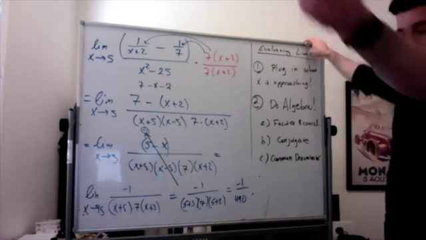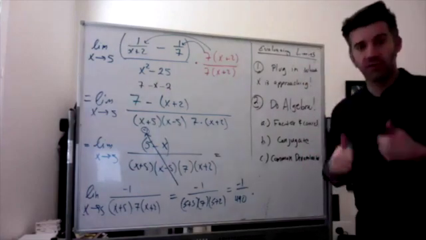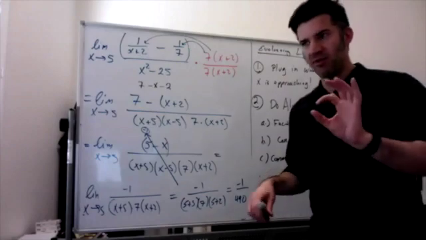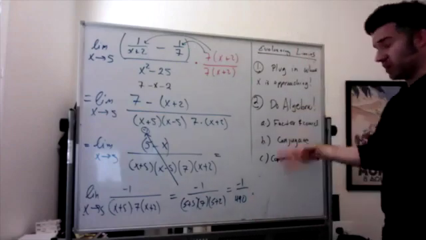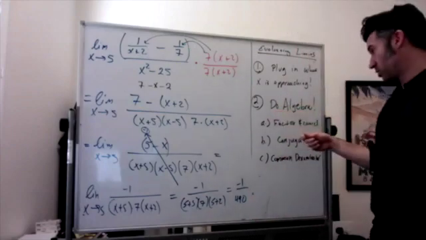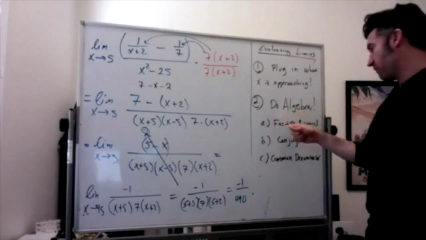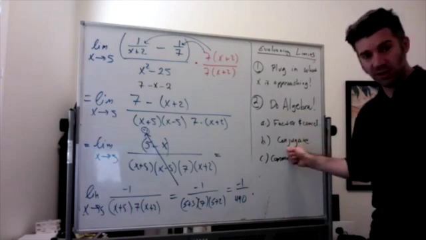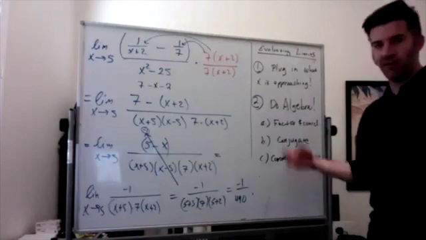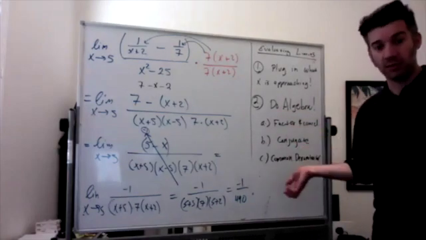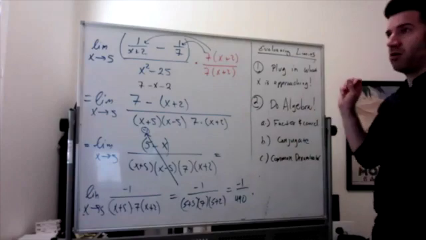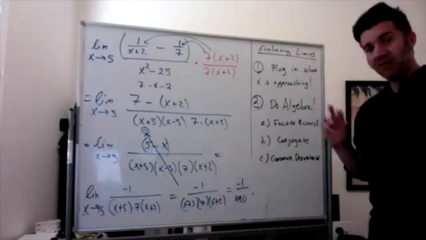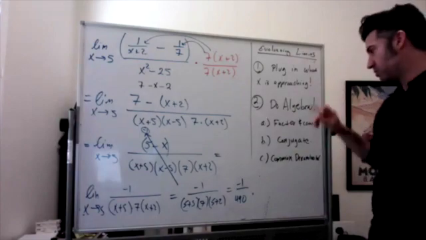So if you have a 0 over 0 type of limit, most of the time, with a couple exceptions, these are the three things you want to look to do. You want to look to do some algebra, meaning you can factor and cancel, or if there's a square root, you can multiply by the conjugate, or if there are fractions and fractions, you can multiply by a common denominator.